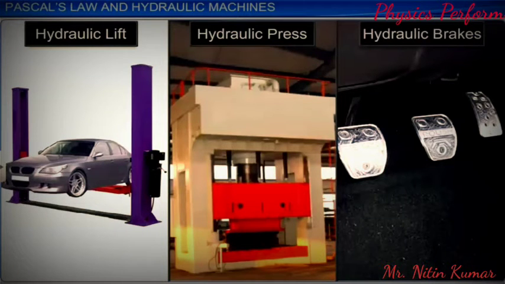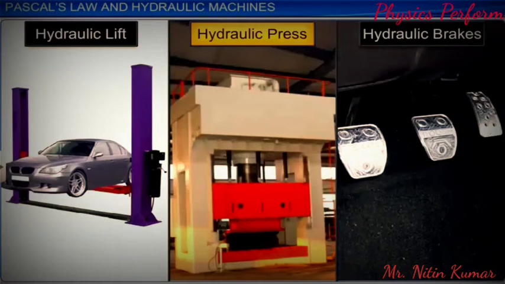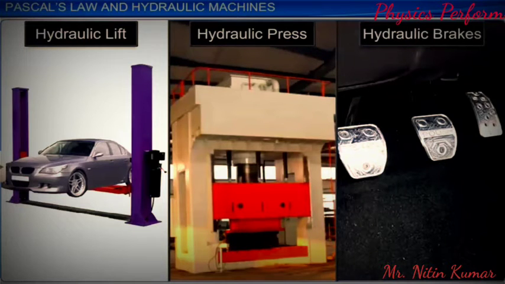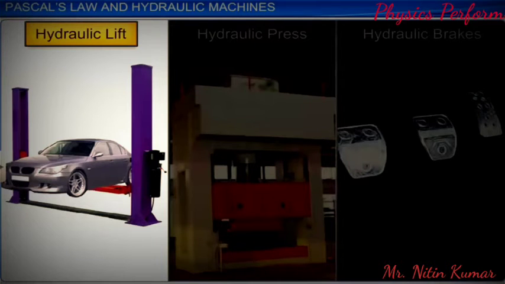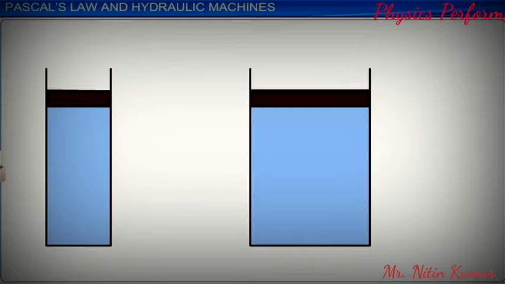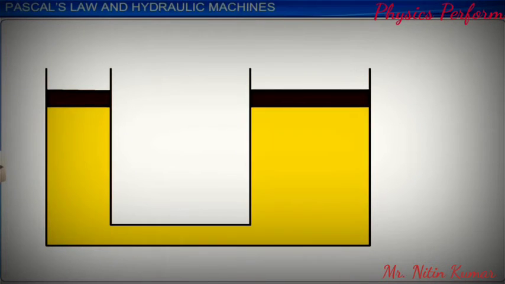A number of devices, such as a hydraulic lift, hydraulic press, and hydraulic brakes, work according to this law. Let us look at each of them in detail. A hydraulic lift is used to lift or support heavy objects. It consists of two cylinders fitted with airtight pistons of varying cross-sectional areas. The two cylinders are connected to each other with a horizontal pipe, where the container is filled with an incompressible liquid. The load to be lifted is placed on the piston of larger cross-sectional area, A2.